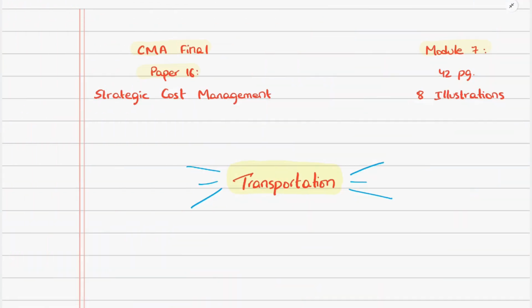In this video, we are going to discuss transportation. This is our second video on transportation, and in this video, we are going to discuss the northwest corner method.